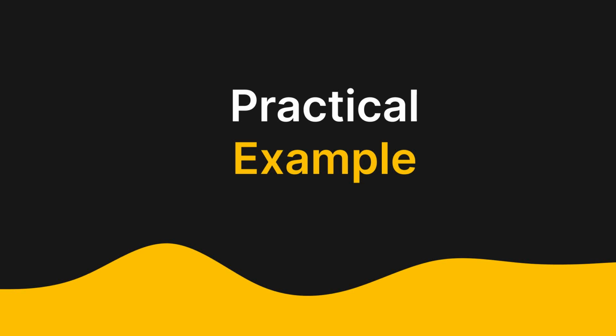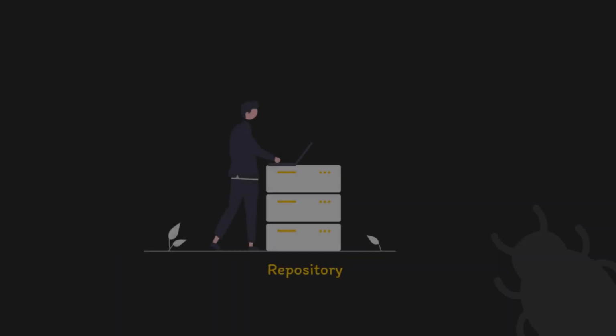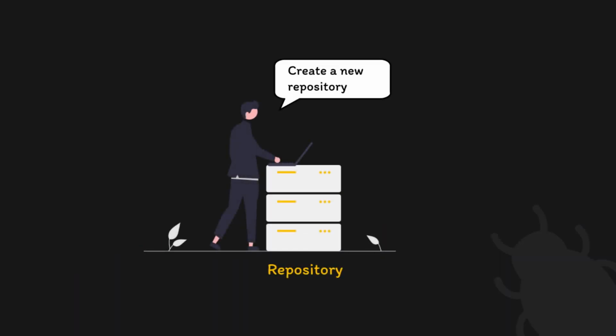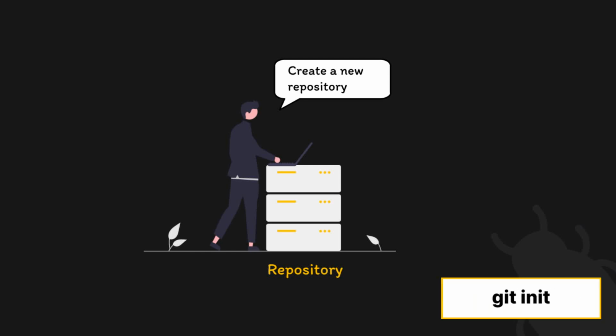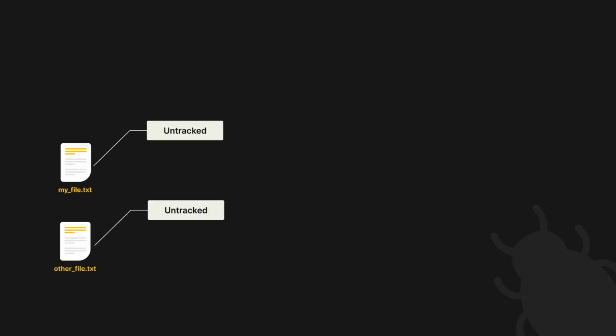See a practical example. To start, remember to initialize the local repository using the command git init, which will create the .git folder used to store all the files and version control information of the repository. Let's say you have the files my_file.txt and other_file.txt, and you want to start tracking with Git. Up until this point, the status of the files is untracked.